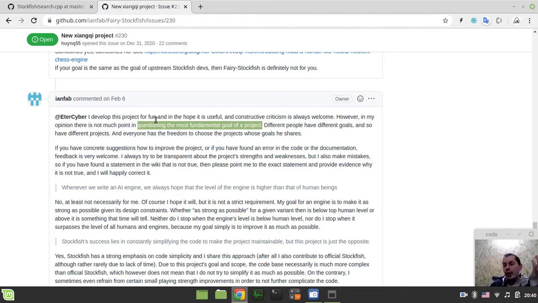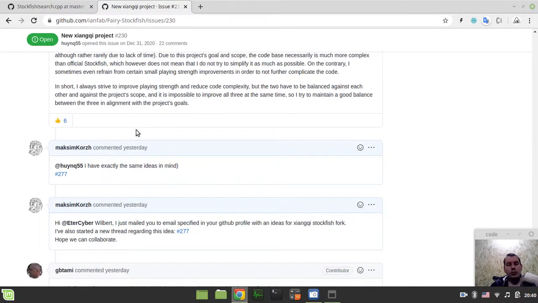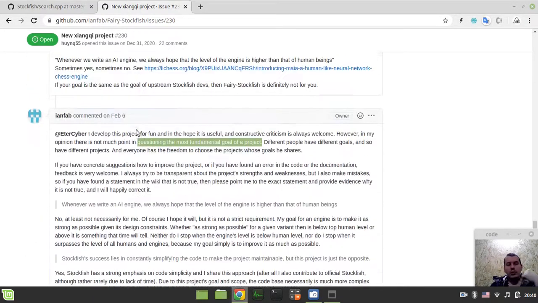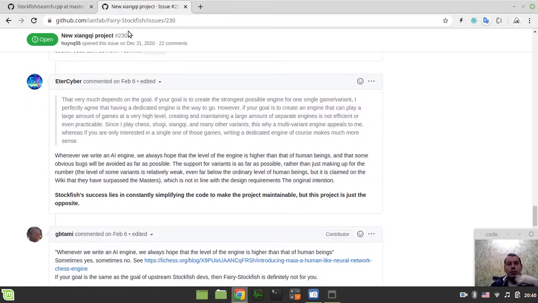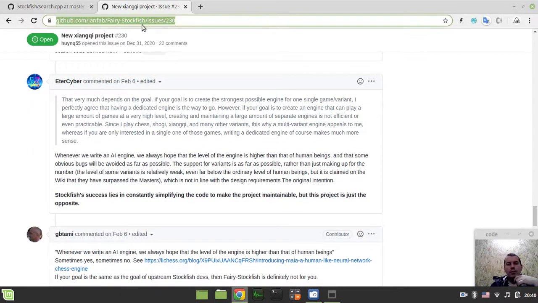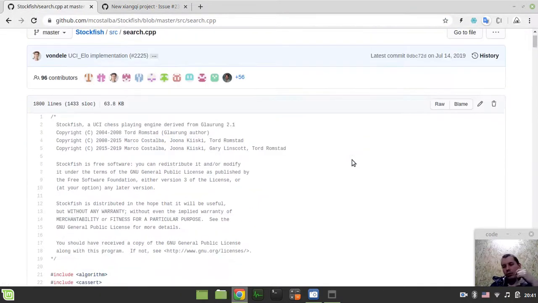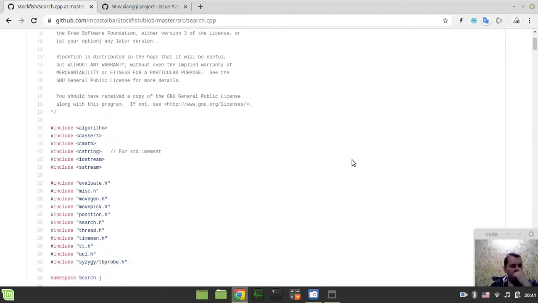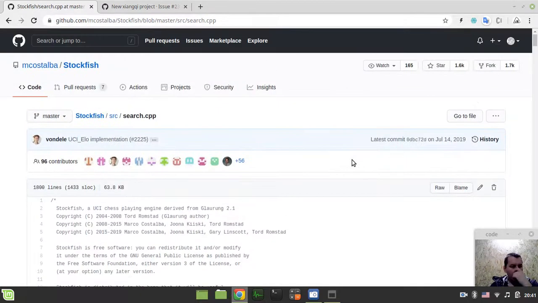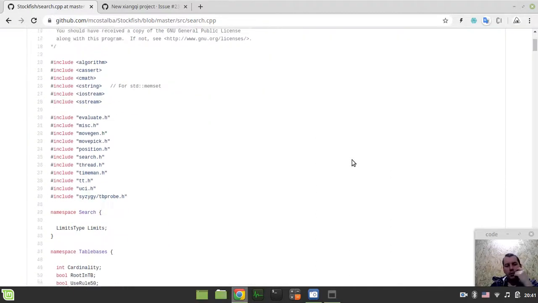So I totally understand both opinions here, and it's extremely interesting to read through this post, basically. So I'll probably just give you a link to this issue so you could have a look at this on your own, guys. And now let's get back to the official Stockfish repository.